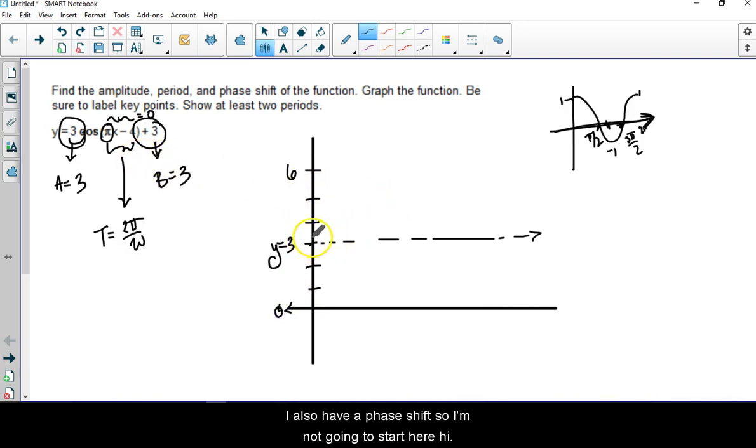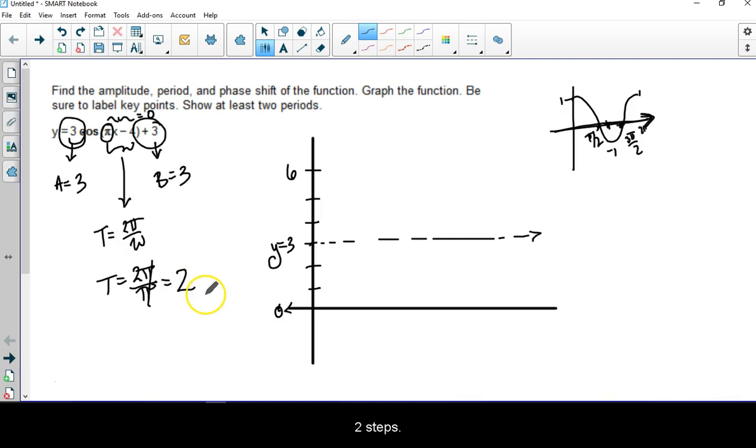I also have a phase shift, so I'm not going to start here high and head down and then back up. I have to scoot everything over to the right. I know it's the right because it's a negative. First, let's talk about the period. So I'm going to take that omega, which is pi, and plug that in, and I get a period of 2. So in the time I have taken 2 steps, I will have completed a single one of these parent functions.